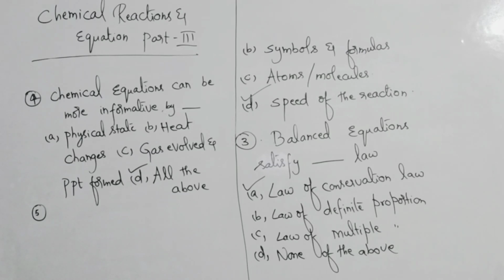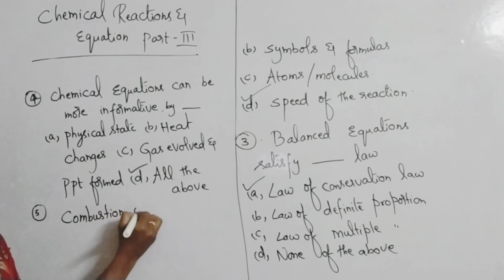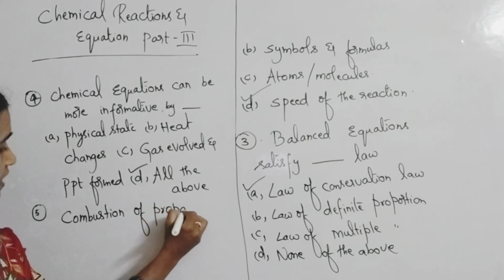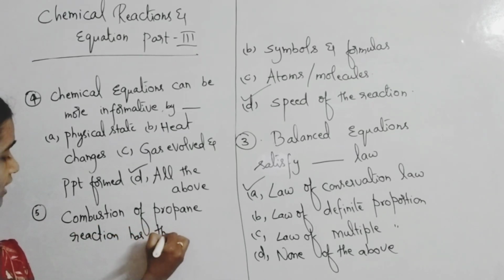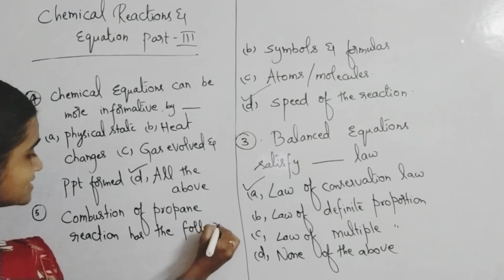2Al plus Fe2O3. Okay, one second, I'll give you one more question. This is not the one. Yes, combustion of propane. Once look at this question. Combustion of propane. Propane means what? It's a gas. What is the formula for propane? C3H8. The combustion of propane reaction has the following coefficients to make the equation balanced.